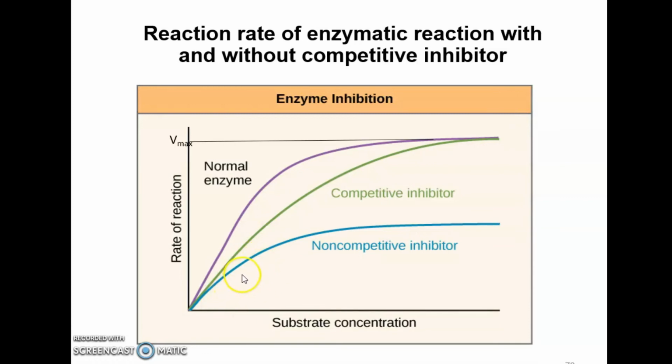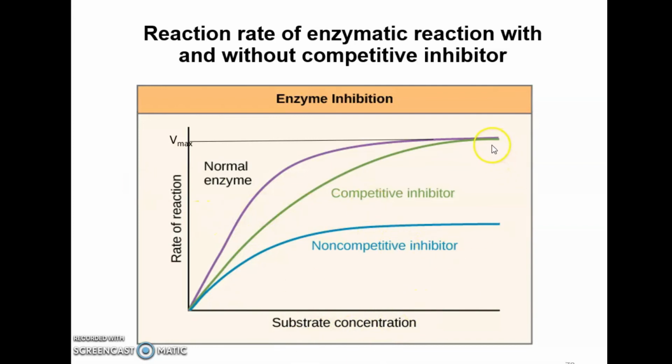Okay, the third curve refers to the non-competitive inhibitor. The rate of reaction is lower, yang paling rendah, the lowest. And what happens is, with this non-competitive inhibitor, when we increase the substrate concentration, it will not increase the rate of reaction anymore.